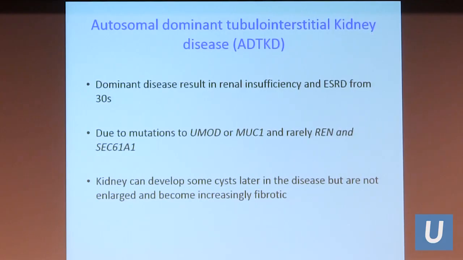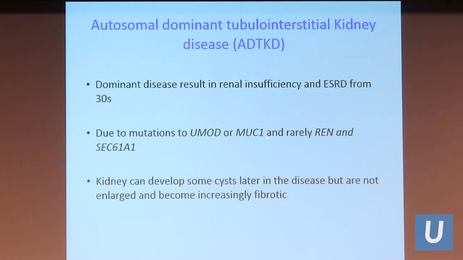Autosomal dominant tubulointerstitial kidney disease is also a disease that is dominantly inherited in families and can result in early end-stage renal disease. So in that way, it mimics what we see in ADPKD. This can be due to UMOD or MUC1 mutations, or rarely these other genes. In this case, though, the difference is usually that the kidneys are not greatly enlarged, but if anything become smaller. They may develop just a few cysts, but they usually become very fibrotic.